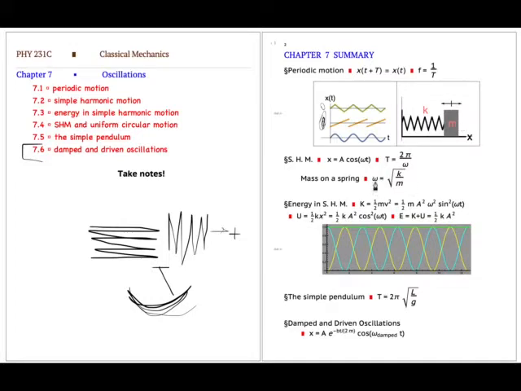Then the angular frequency, omega, that's 2 pi over the period, is the square root of k over m, where k is Hooke's constant for the spring.